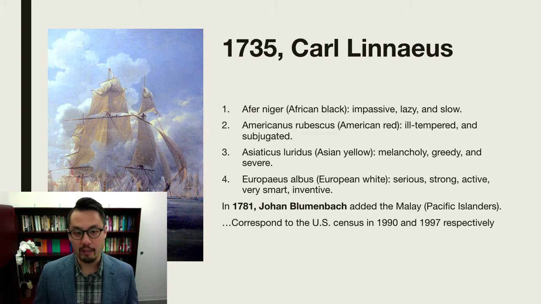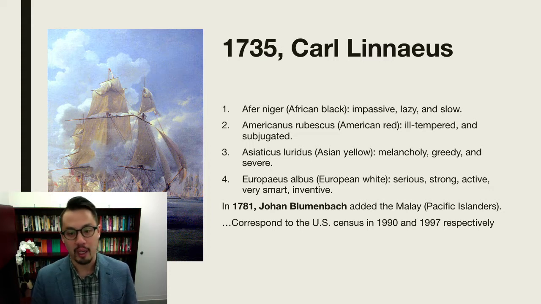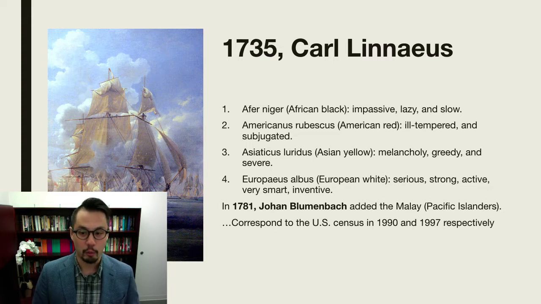So in 1735, a Swedish naturalist divided the world's population based on how different they looked to him, right? And then as you can see, these four different categories are also attached to quite dubious observations about how people behave, right? And then in 1781, we see a fifth category, the Malay people, was added to the four racial categories. And we see the differences between how these two systems categorize the people of the world, as reflected in the US Census between 1990 and 1997, as we will see.